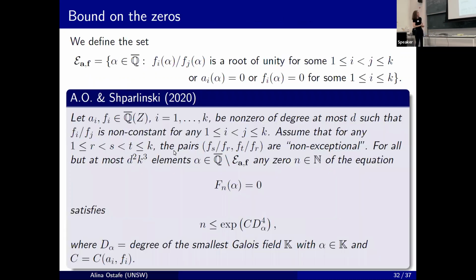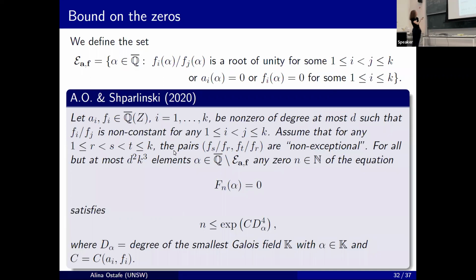So to state the result that we obtain, let me define an exceptional set. Here, when we specialize, we have to make sure that we don't get a degenerate sequence, because then we might have infinitely many zeros. So we exclude alpha such that such ratios are roots of unity. And it's also convenient to exclude roots of AI and Fi, which are finitely many.